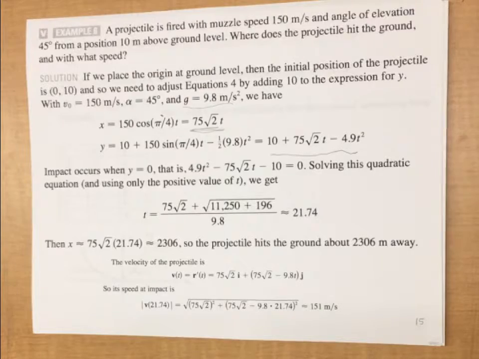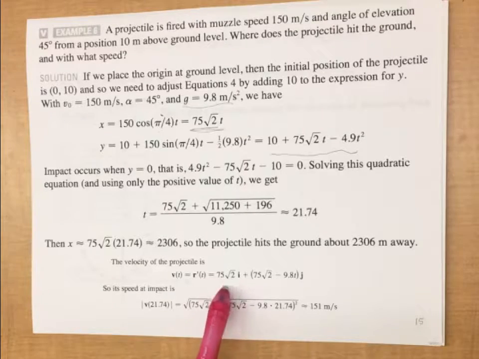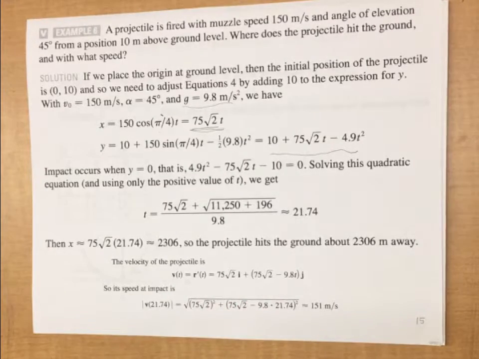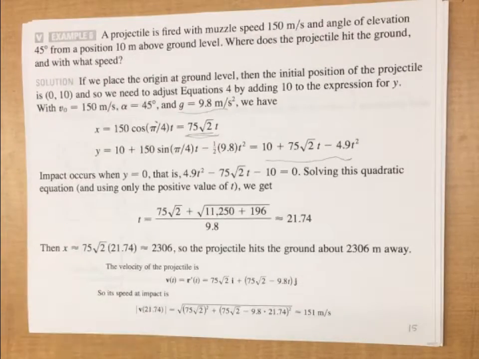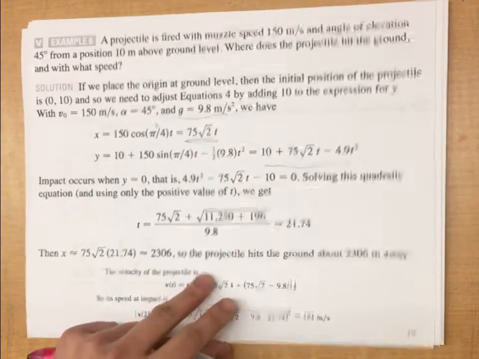And if we need to find the velocity, then it's v of t, which is r prime, and so it's (75 root 2, 75 root 2 minus 9.8 t). And then to find the speed of that, it's just the magnitude of the velocity, which is about 151 meters per second.